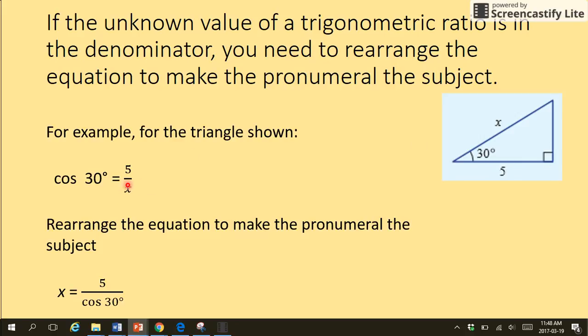What do we do? Well, what we do is we actually switcheroo these two. So we put the cos 30 as the denominator and we make x the subject. So here we've got x is equal to 5 over cos 30. You put that into your calculator. Let's look at an example.